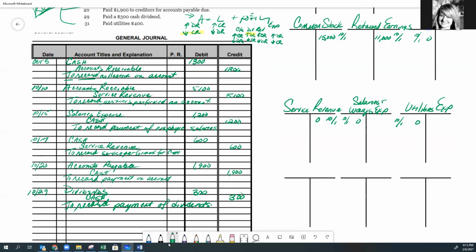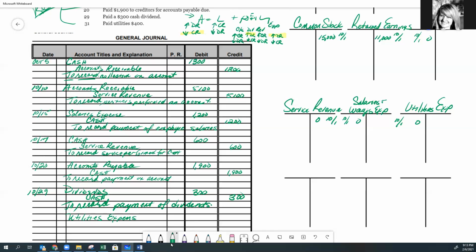Okay, so we have only one more transaction left, and that occurs on October 31st. We paid utilities of $400, and so that is an expense of our business, and so we need to record that journal entry showing that our expenses increased. How do we increase an expense? Over here, we increase our expenses with a debit. Why? Because debits make owner's equity increase. When we increase expenses, owner's equity goes down. So let's increase our expenses with our debit. So we have utilities expense.